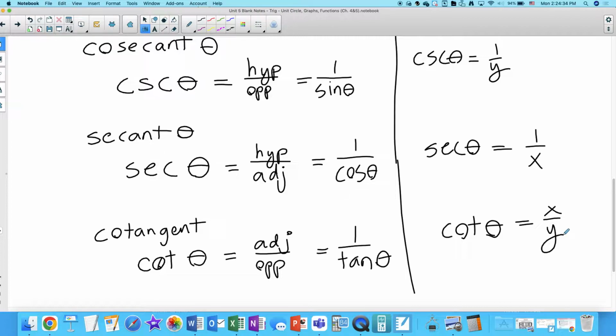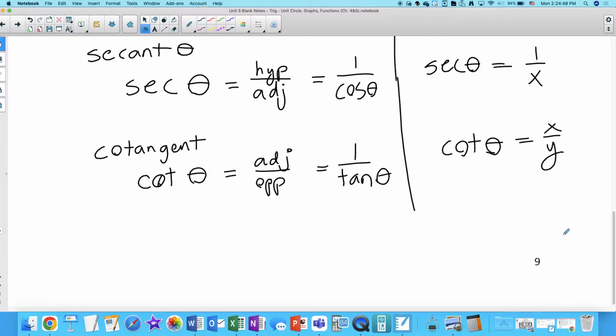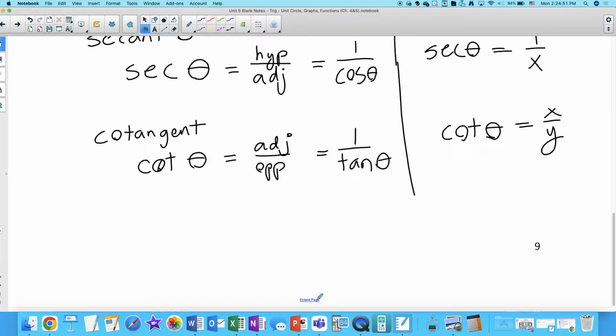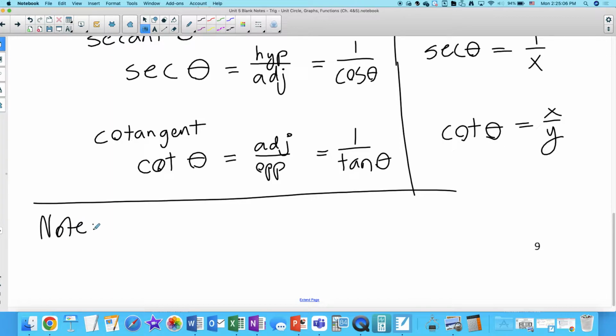Okay? Now another important thing to know is that we can write the tangent ratio in terms of sine and cosine as well. This will become much more evident in our next unit on trig identities. This is not a reciprocal trig ratio, but if we look at, let's say, sine theta over cosine theta, do you guys know what that's equal to?